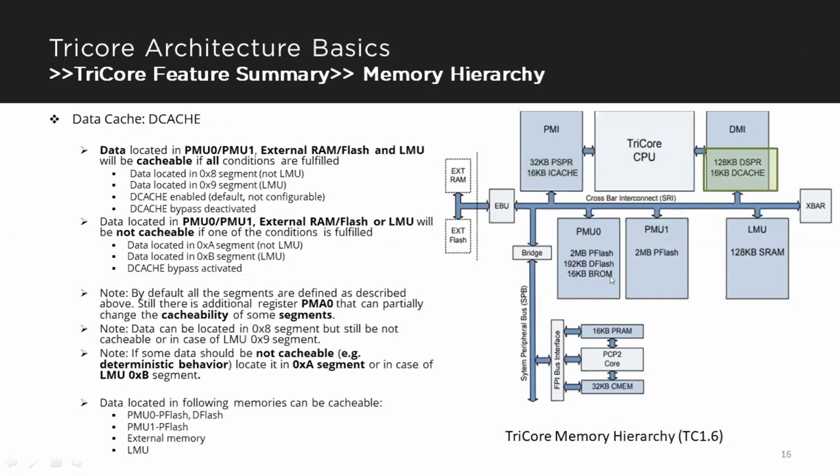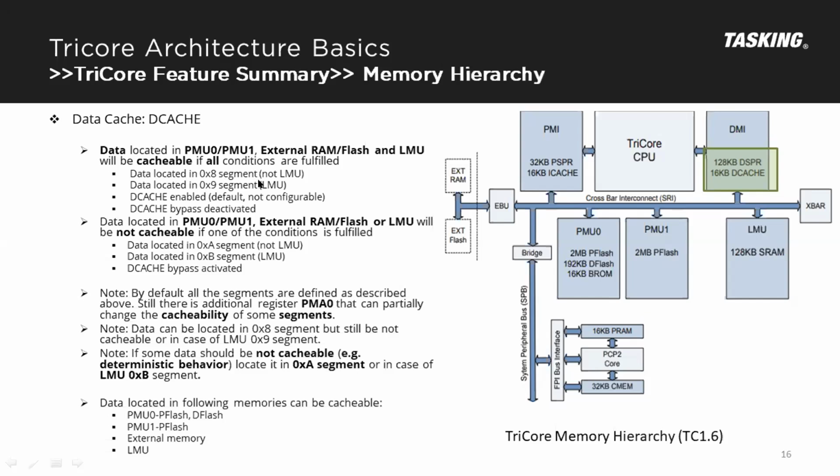Again, the same story, but here for the data cache. For the data cache, it's related more to the data. So you will find here the data that's located in, again, BMU0 or BMU1 flash, or the LMU or external memories. It could be cacheable once it meets all these conditions. The data will be located in the 0x8 segment or 0x9 segment, again based on whether there is LMU or not. And you have to enable the data cache, and at the same time make the data cache bypass deactivated.